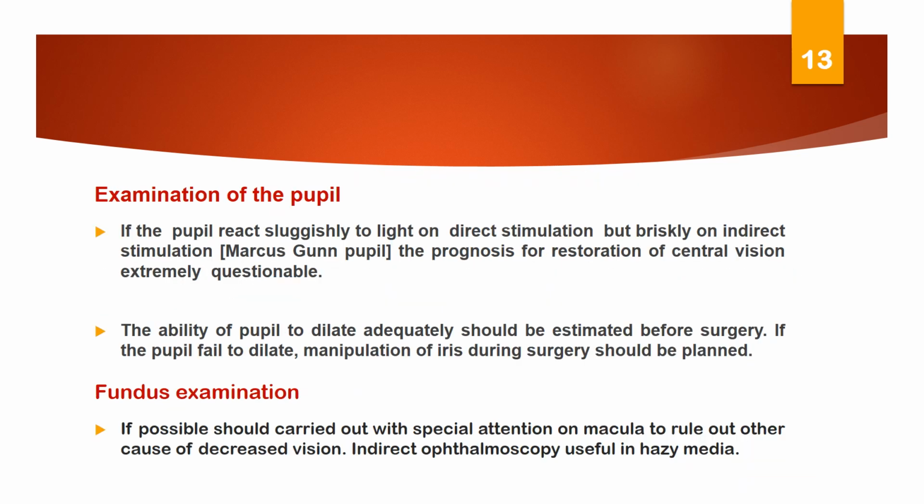Examination of the pupil. If the pupil reacts sluggishly to light on direct stimulation but briskly on indirect stimulation, this condition is known as the Marcus Gunn pupil. The prognosis for the restoration of central vision is extremely questionable. The ability of the pupil to dilate adequately should be estimated before surgery. If the pupil fails to dilate, manipulation of the iris during the surgery should be planned. Examination of the fundus, if possible, should be carried out with special attention on the macula to rule out other causes of the decreased vision. Indirect ophthalmoscopy is useful in hazy media.